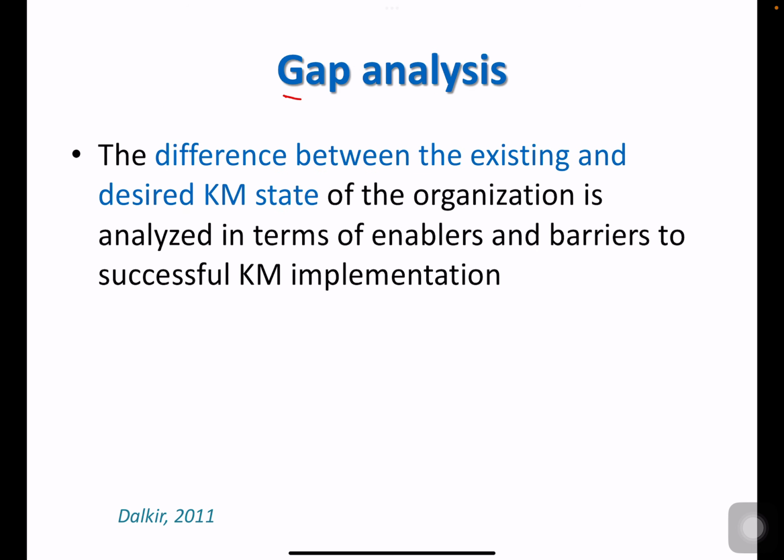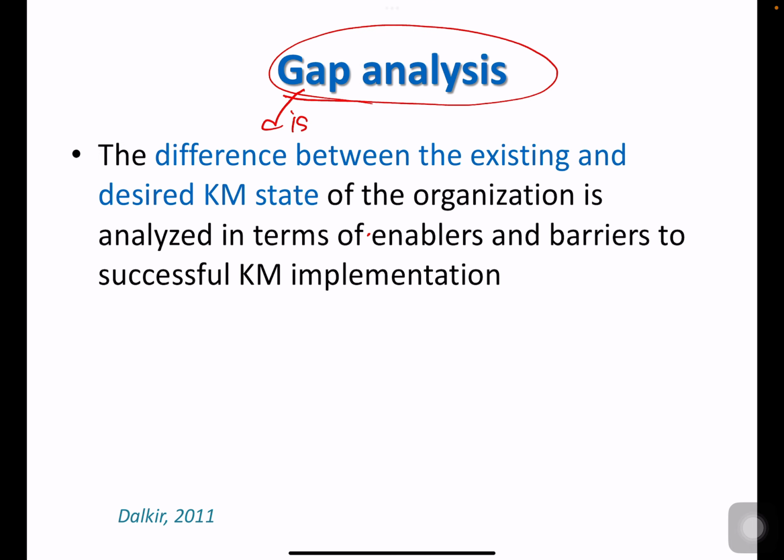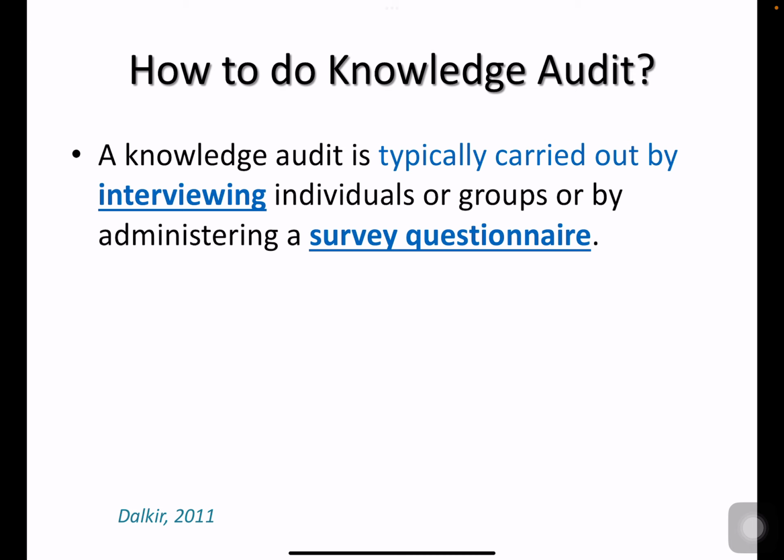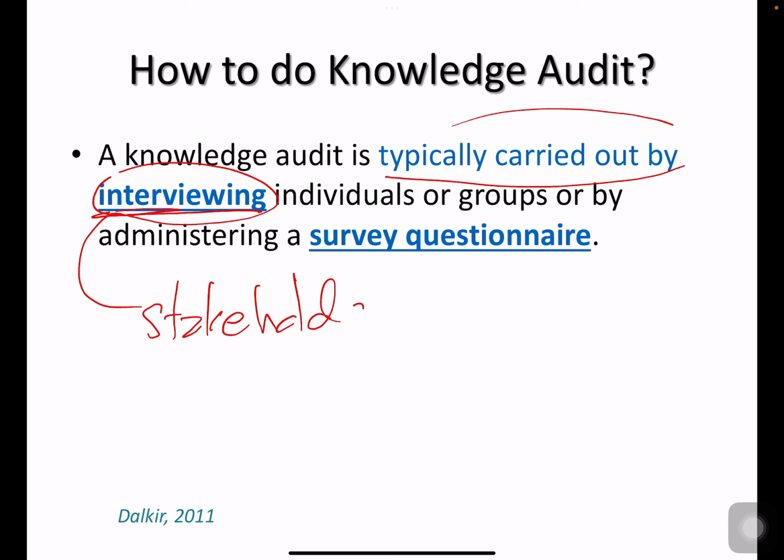So when you audit, you're going to do a gap analysis. The gap analysis is the difference between the existing state and the desired knowledge management state. So in order to identify the problem in the organization, use the gap analysis to audit. How do you do the knowledge audit? Normally, we interview the stakeholder, or we use a survey. Actually, we use an interview, asking questions directly to the stakeholder.